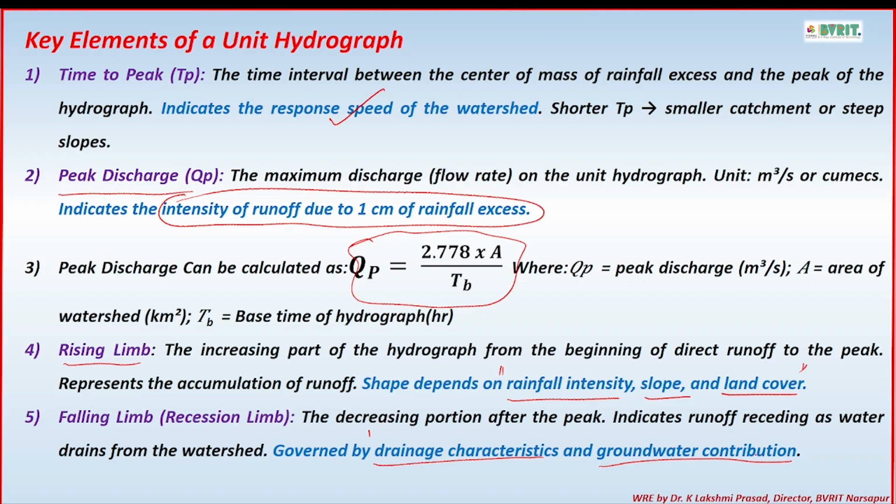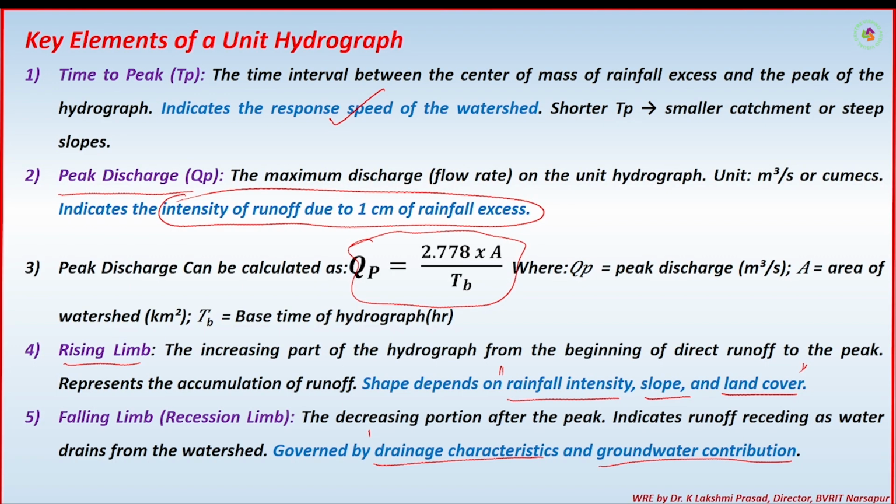Please remember what the factors are that affect the rising limb, and what the factors are that affect the recession limb. For the rising limb: intensity of rainfall, the slope of the catchment and the land cover. These are the 3 factors which determine how the rising limb is going to be, how fast the rising limb reaches the peak.